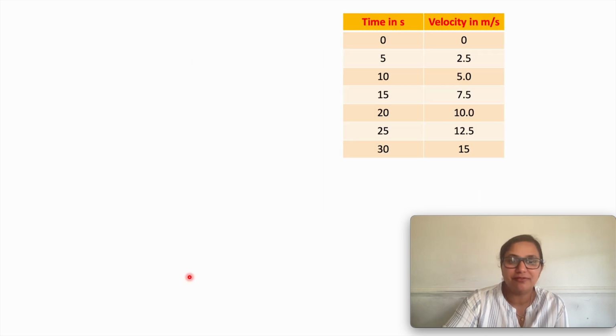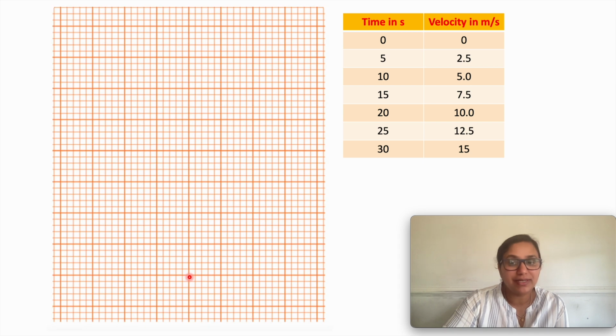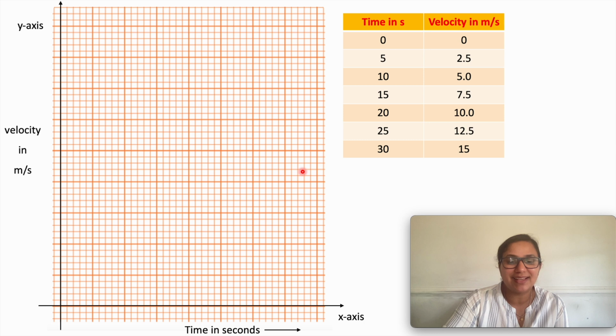For plotting a graph, we need the graph sheet. We have to decide what is on the x-axis and what is on the y-axis. The two quantities are time and velocity. As we know, time is an independent quantity, but velocity is dependent on time. So the independent quantity is always taken along the x-axis and the dependent quantity is always taken along the y-axis. Time in seconds is taken along the x-axis and velocity in meter per second is taken along the y-axis.